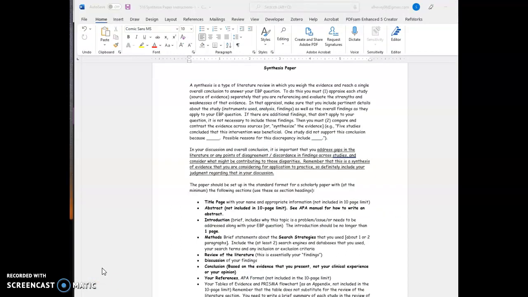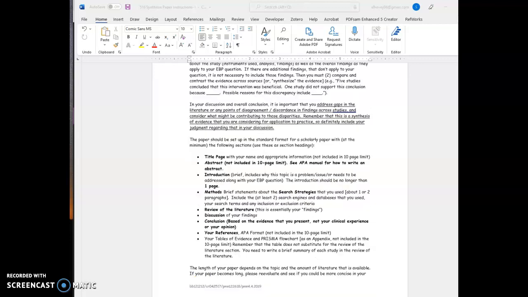When you review the directions for the assignment, you're going to see that this synthesis paper will include a title page, an abstract, an introduction, a methods section, review of the literature, discussion, conclusions, references. In addition, you will be attaching your table of evidence and your Prisma flow sheet as appendixes to the end of the paper. If comments or corrections were made on either of these documents by your instructor when they graded it, you will want to fix those before you add it as an appendix.